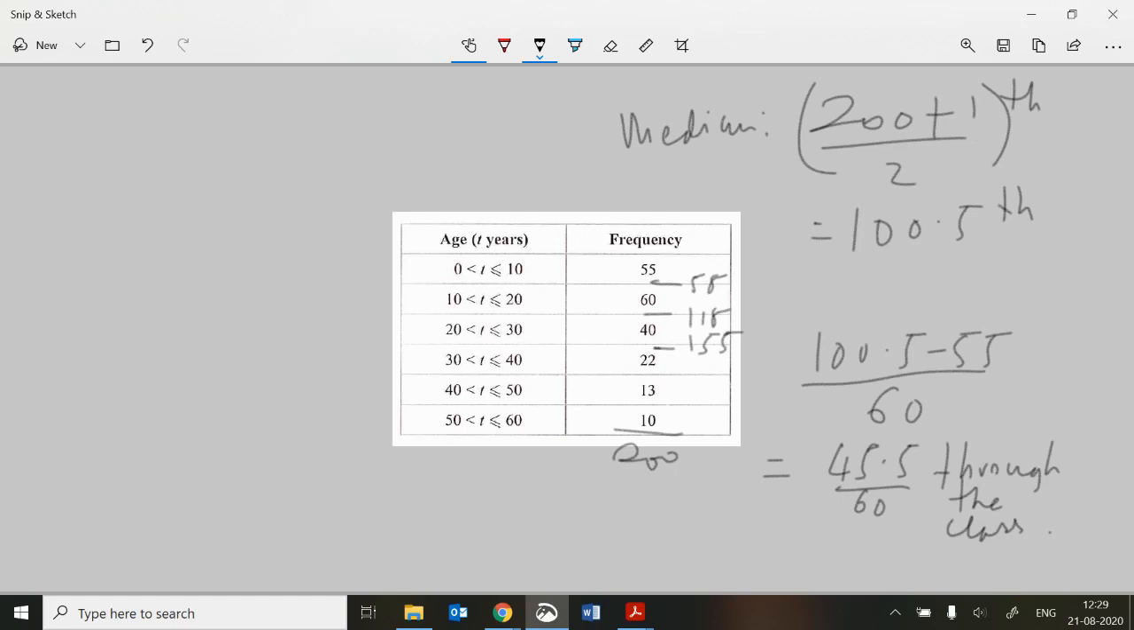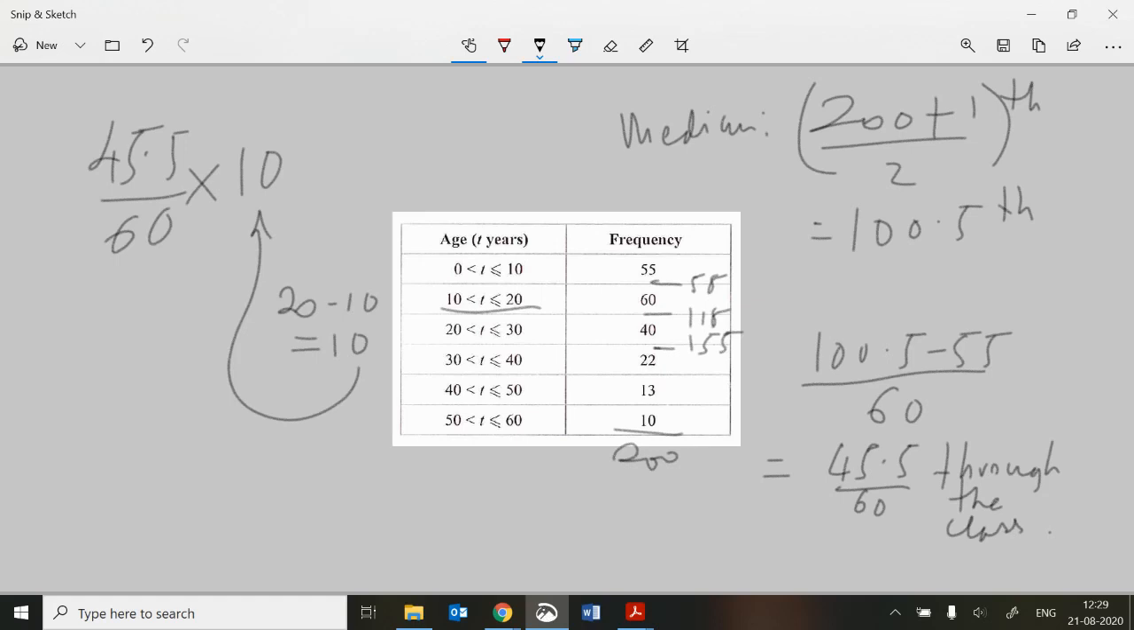So what we want to do is take that fraction of how far we are through the class width, and times that by the class width. So let's times it by 10, that's the class width. 20 take away 10 gave us that 10, which we're going to use there. And that will give us how far through this we should be to find the median. And then we still need to add on the original 10 as well. That will tell us how far through this category the median should lie.